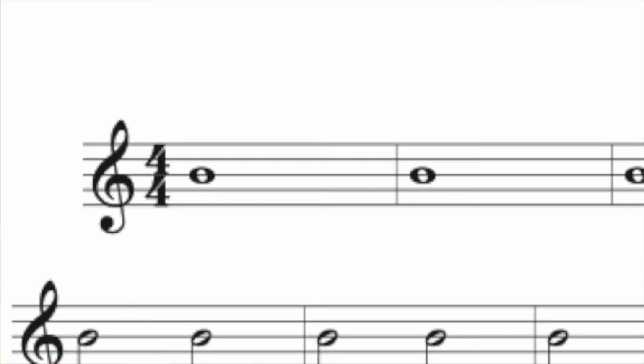So now what we're gonna talk about is our time signature. And if you look on the music that we have, you're gonna notice 2 numbers there, 4 and 4. That is our time signature. A time signature is going to tell us how we count our music and how to keep in time with our music.